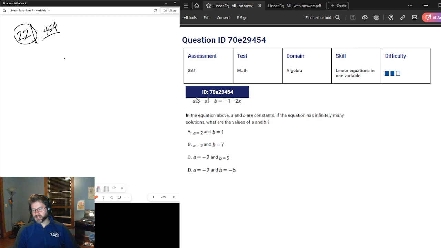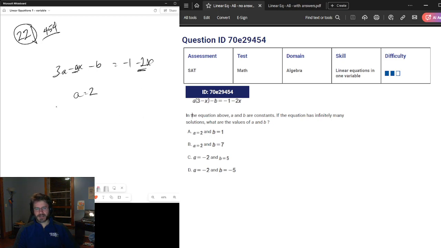And then we've got this linear function here. They say it has infinitely many solutions. Remember from the earlier videos that infinitely many solutions means the left-hand side of the expression is exactly equal to the right-hand side of the expression. So distributing, we get 3A minus AX minus B equals -1 minus 2x. So if the coefficient on x is A in both cases, that means A is 2. So that means it's either A or B, and our answer choice is there.